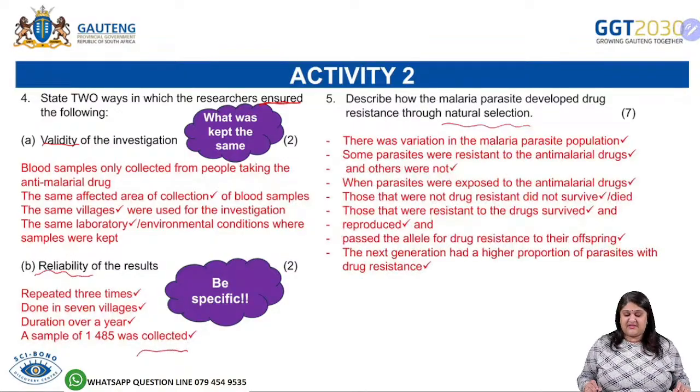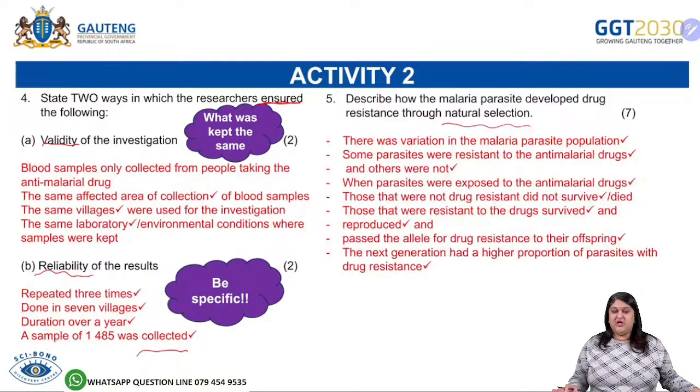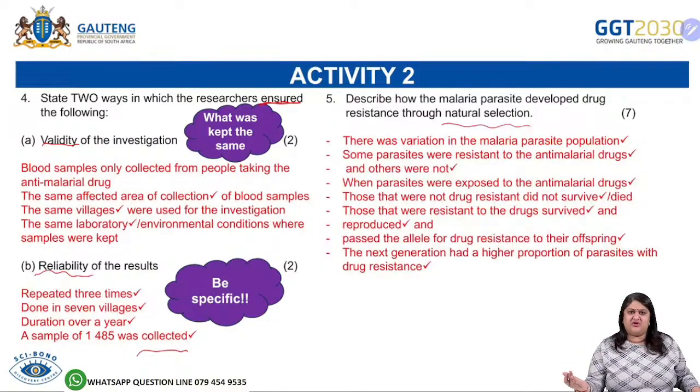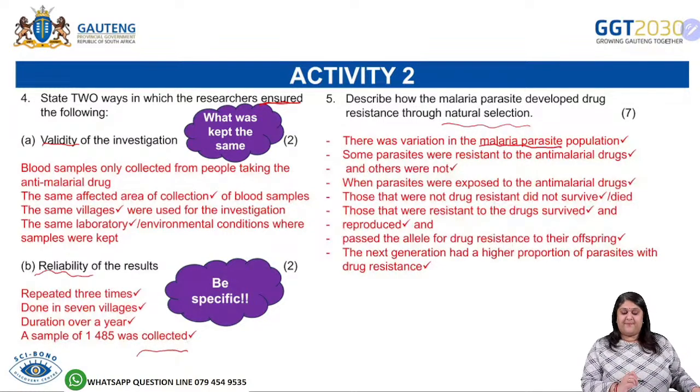So what's the first thing you say? You first talk about variation. Yes, there was a variation in the population, in the malaria parasite population. You cannot just say there was variation in the population. You must be specific. In which population are you talking about? Okay, so it's in the malaria parasite population. Some parasites were resistant to the anti-malarial drugs and others were not. When parasites were exposed to the anti-malarial drugs, those that were not drug resistant did not survive and they died.